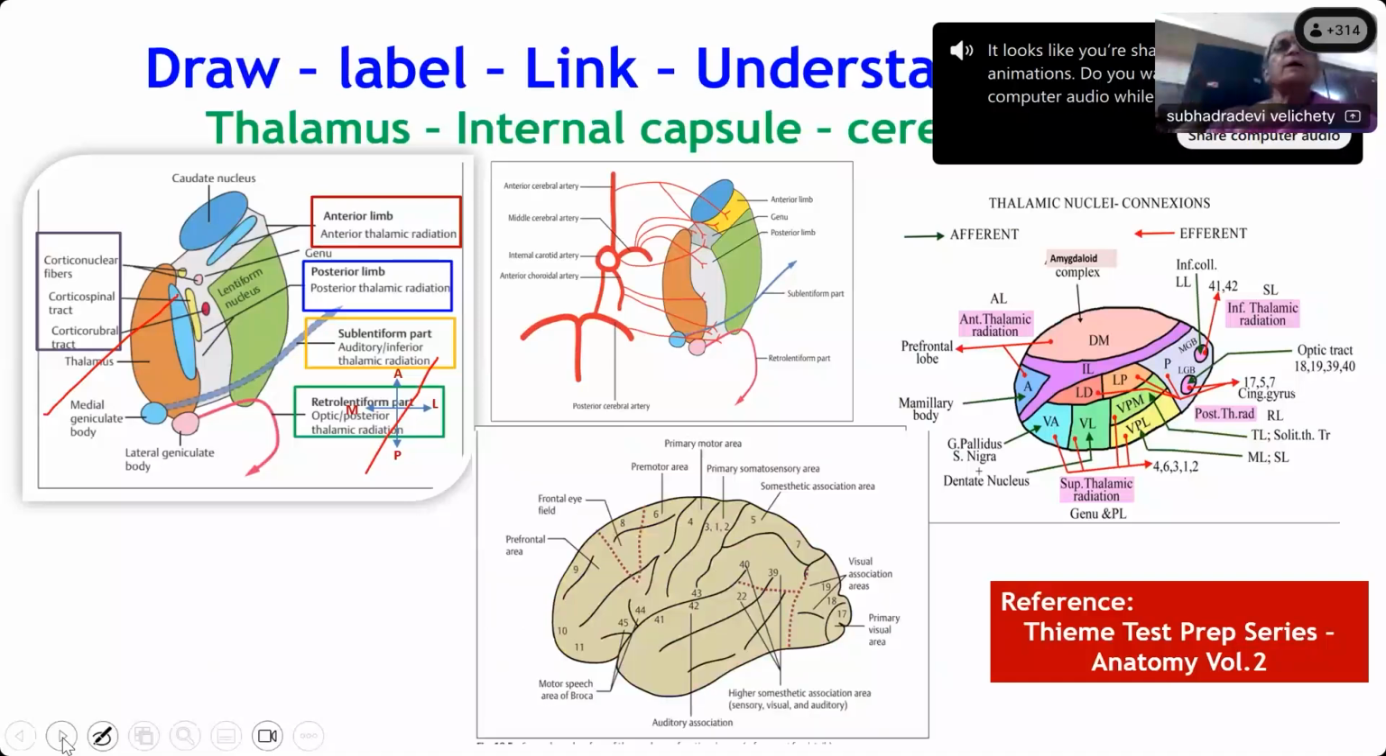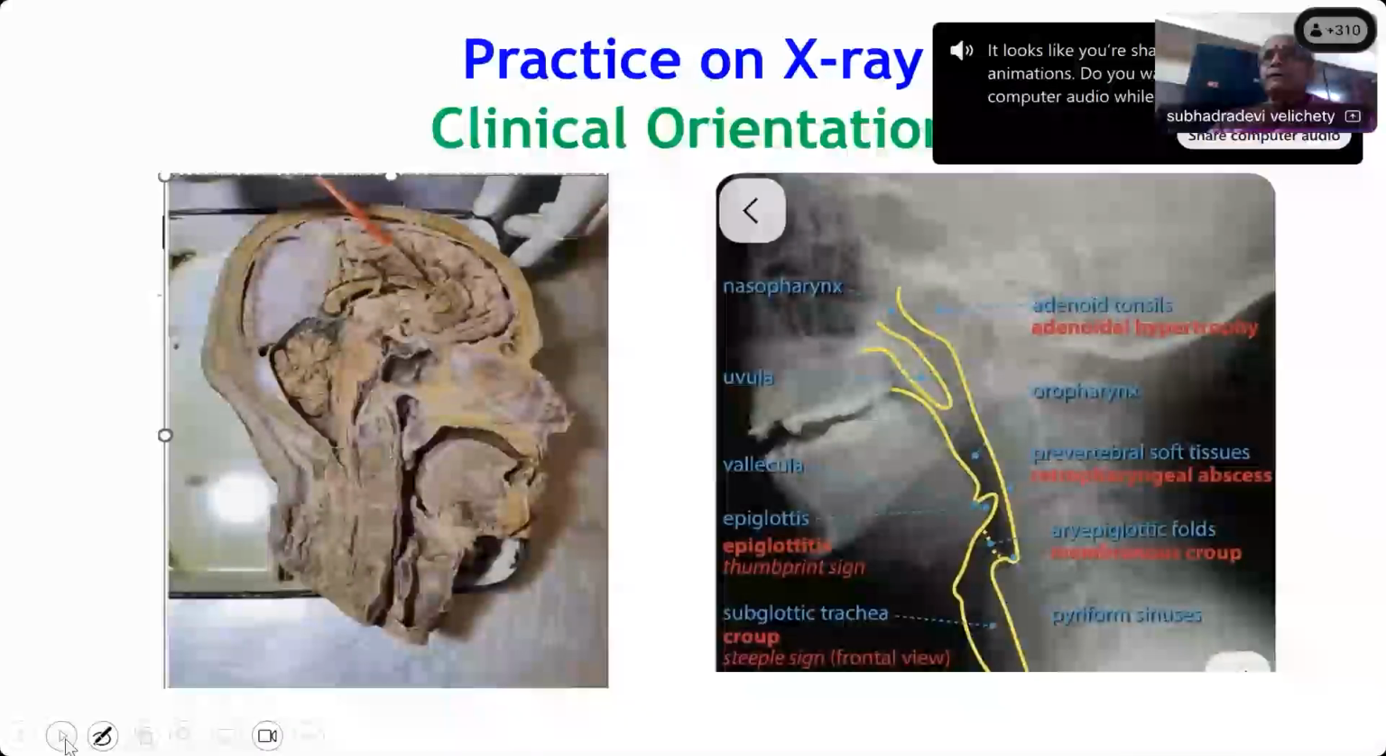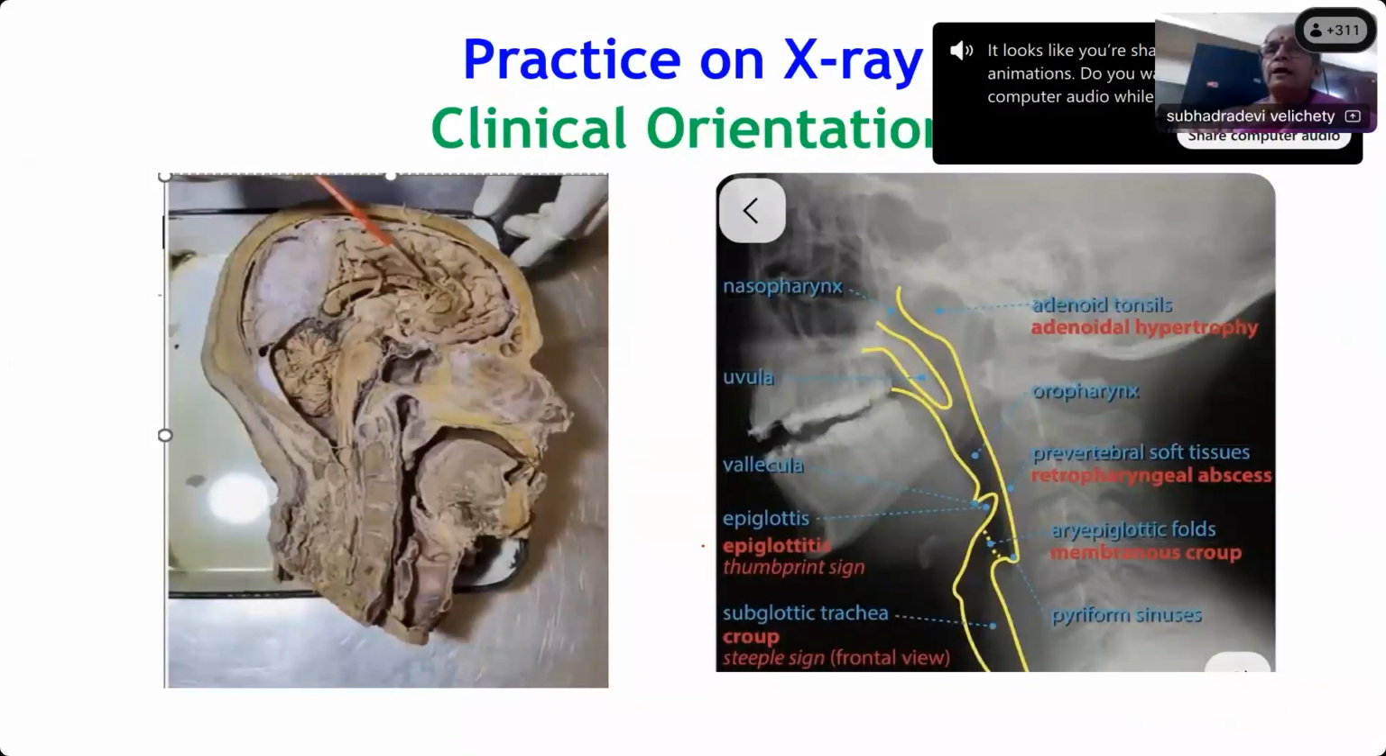So this is how the functional areas, where is the frontal eye field, prefrontal area, motor speech area of Broca, Wernicke speech area you will see in the parietal lobe, and visual and auditory area, somesthetic association areas. So you can link this one. If you have got this background in your mind, then see this one, practical oriented also. You are seeing a cut section of it. And then in this, what is shown?